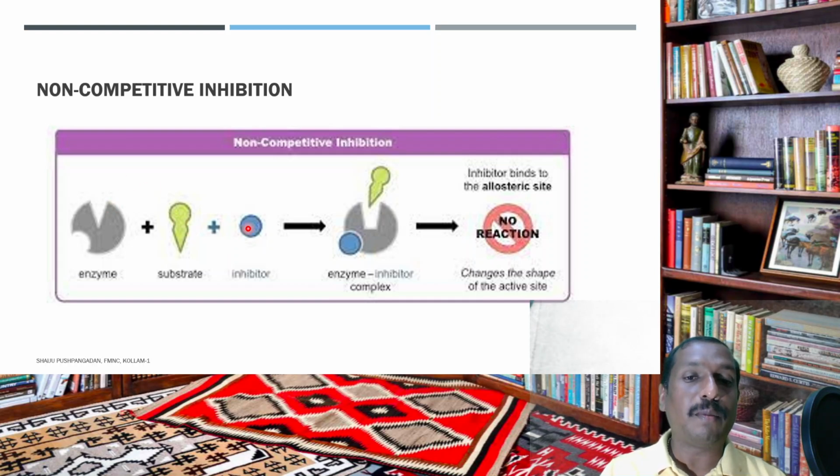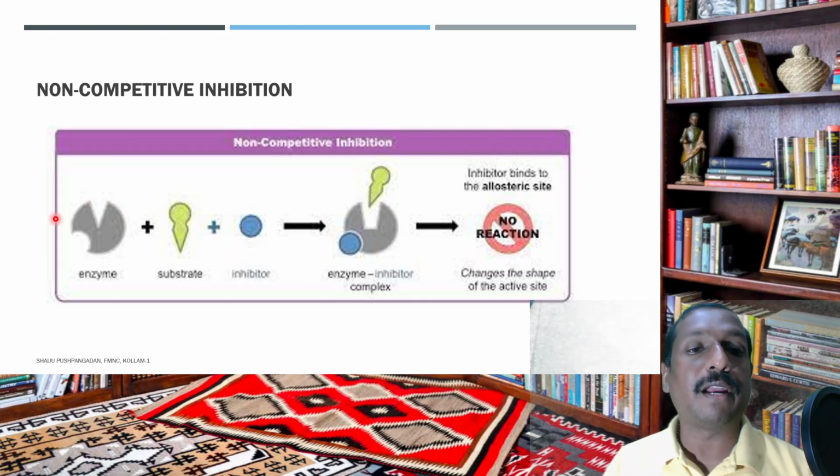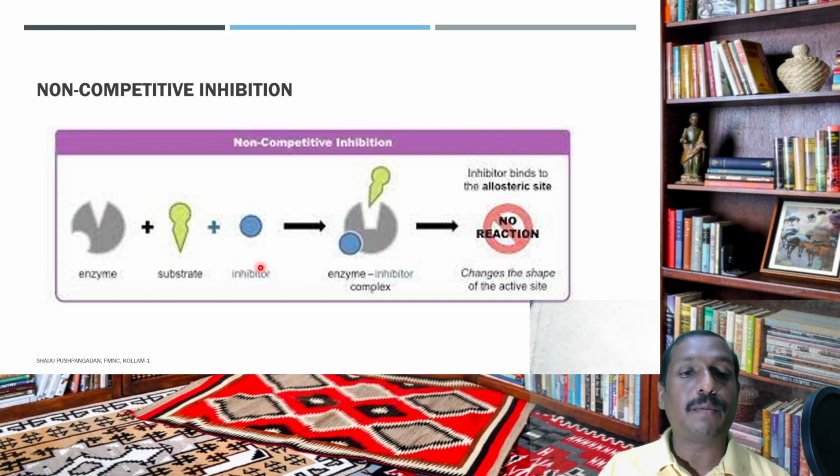But there are some inhibitors that will bind with another site of the enzyme, not the active site. Just like this, at another site of the enzyme, and it changes the active site. When this inhibitor binds with the enzyme, it will change the structural configuration of the active site. Since the active site is changed in this way, the substrate cannot bind. According to the lock and key theory, only this substrate can bind with this particular active site. But when this inhibitor binds with the enzyme, it influences the enzyme to change its active site so that the substrate cannot bind with the active site.